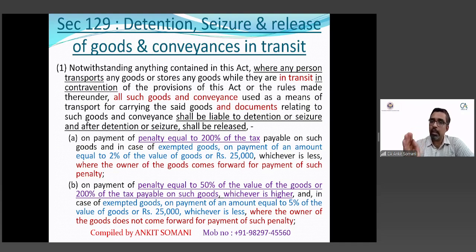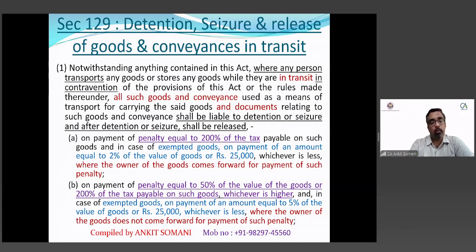Now, suppose the GST rate is 28%, then definitely 200% of the tax payable will come to a higher amount exceeding 50% of the value of goods. I think this is very much easier. And in the case of exempted goods, on payment of an amount equal to 5% of the value of goods or rupees 25,000, whichever is low.